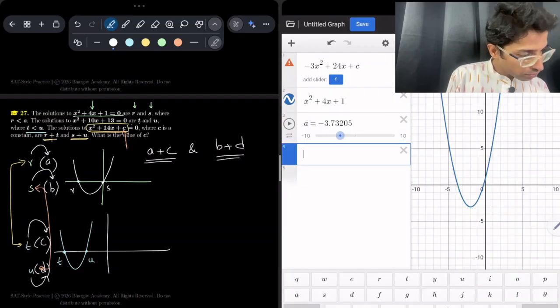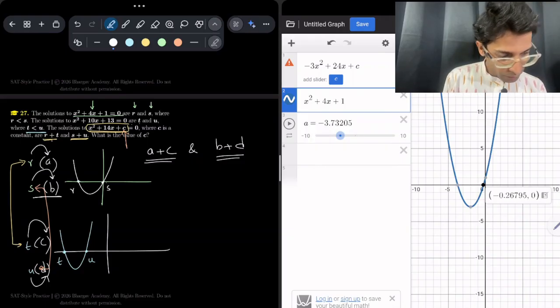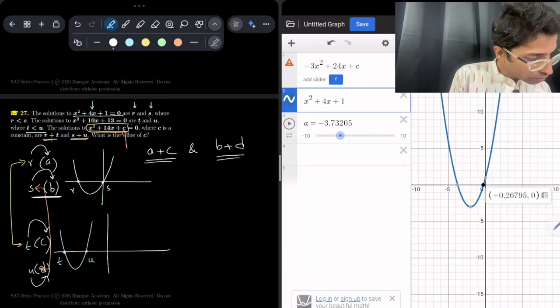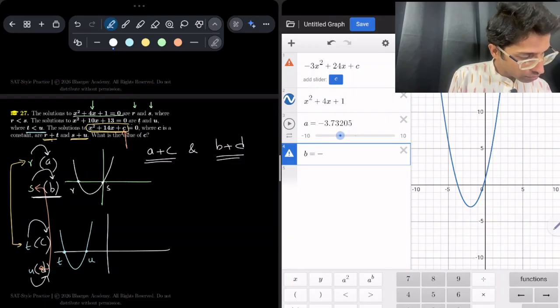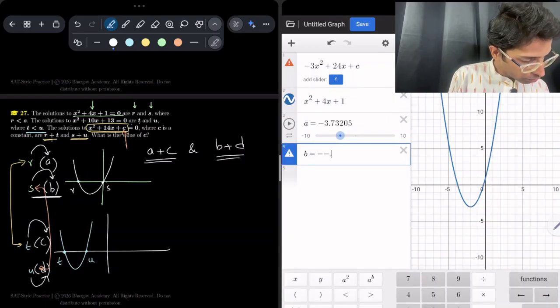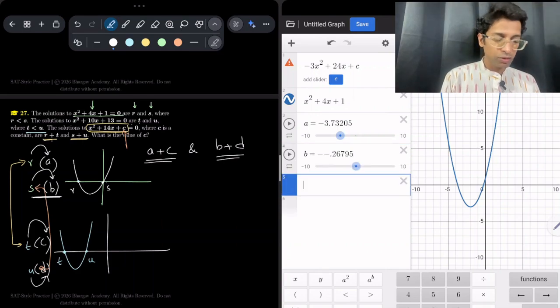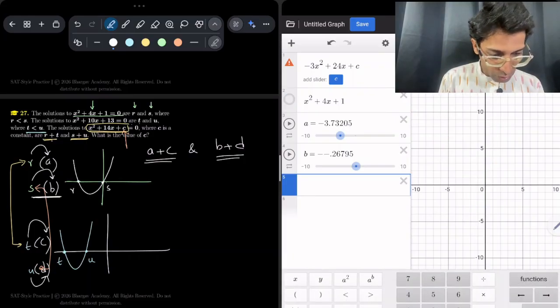Now, what is the value of this other root b? That comes out to be minus 0.26795. b is equal to minus 0.26795. So I have both the roots, the solutions, I have the value sitting here. Now let me switch this one off and go to the next equation.